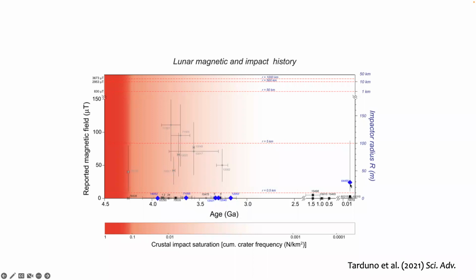One thing that was odd is that they found this one impact glass-coated rock, 64455, that was 2 million years old, and they did find some magnetization in that rock, which was also confusing because in our studies, we have not found magnetization in impact melts that are that young. So that was also weird.